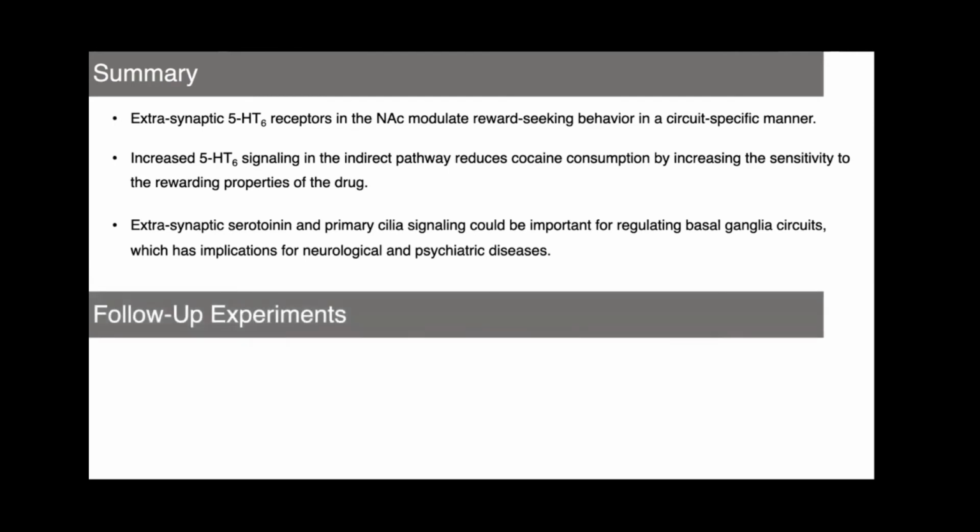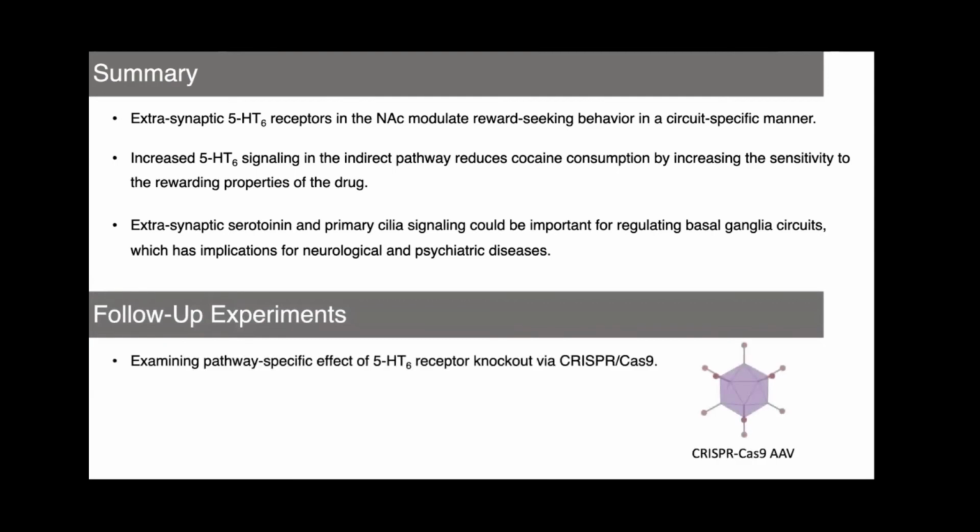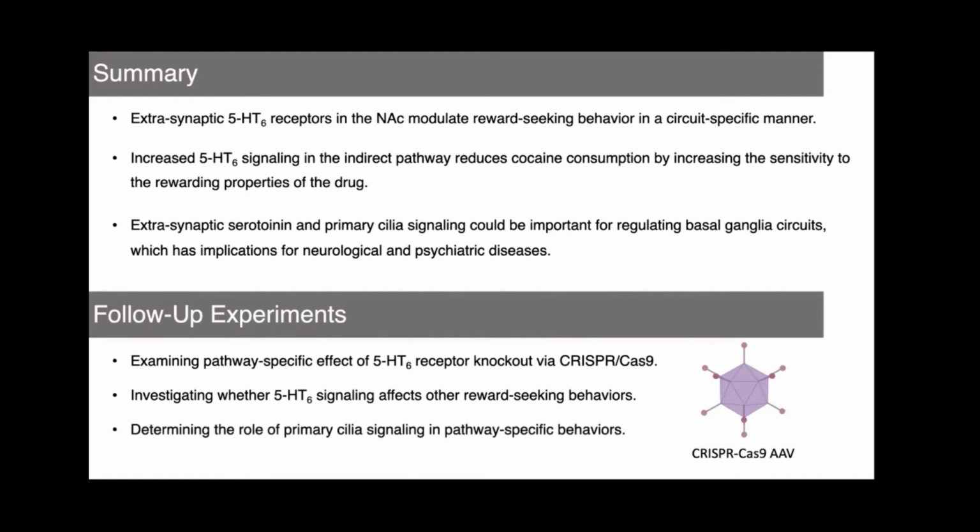And so I've worked on several follow-up experiments as well. And in particular, I've developed these CRISPR-Cas9 viruses that work to knock out 5-HT6 receptor signaling in a pathway-specific manner. I'm also working on investigating whether 5-HT6 signaling affects other reward-seeking behaviors. So sugar consumption, social interaction, and even food consumption as well. And over the past 1.5 years, I've actually been very interested in determining the role of primary cilia signaling in general and how the primary cilia regulate pathway-specific behaviors.